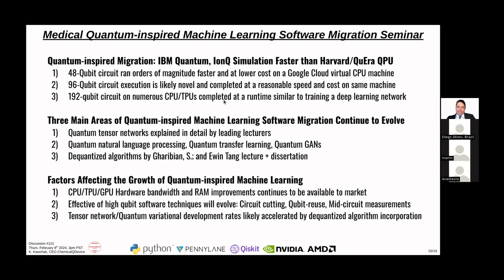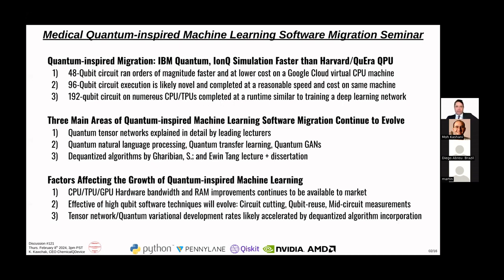And they went to 96, which is double the qubits at reasonable speed and cost, using that same machine. And then after this, it went to 192 qubits. If you have been following this in recent years, they said it's impossible to get over 50 qubits on a quantum simulator. So they did 192, which I believe is the benchmark for all this, using a combination of about 1,000 CPUs and 4,000 TPUs, with a runtime very similar to training a deep learning neural network, which is very involved.